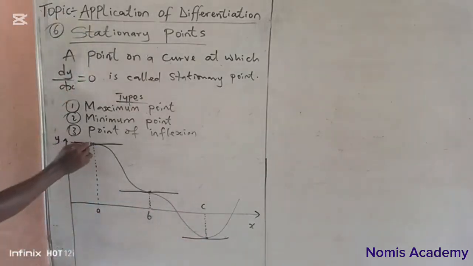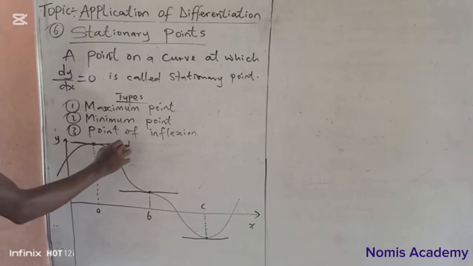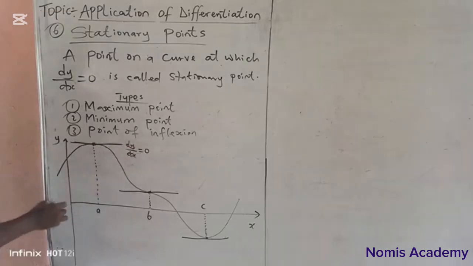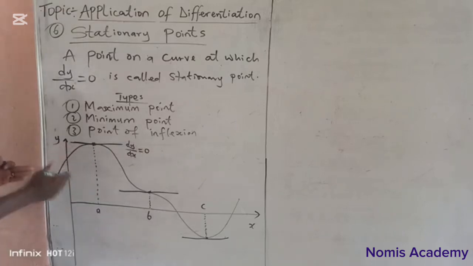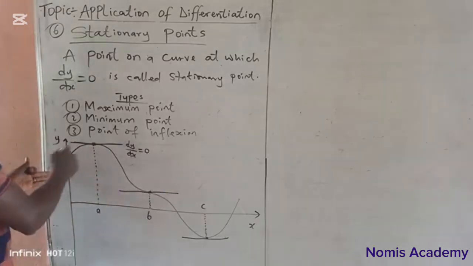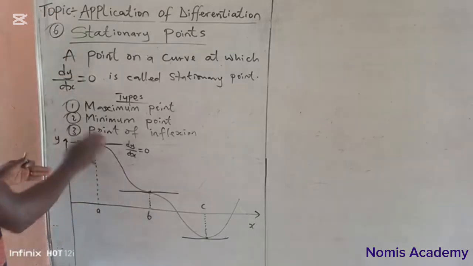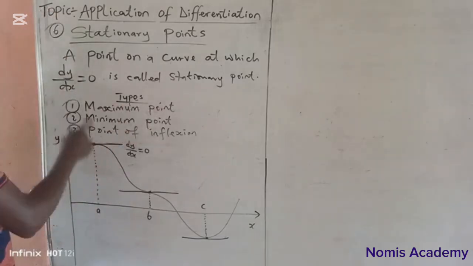Now this point on the curve is called the maximum point. At this point, dy/dx is equal to 0. When you cut this out, what you have is like a parabola facing down. The peak of the curve is called the maximum point.